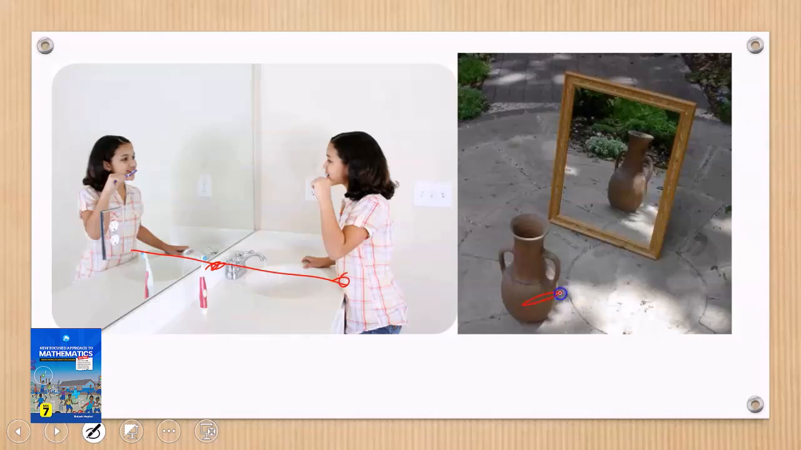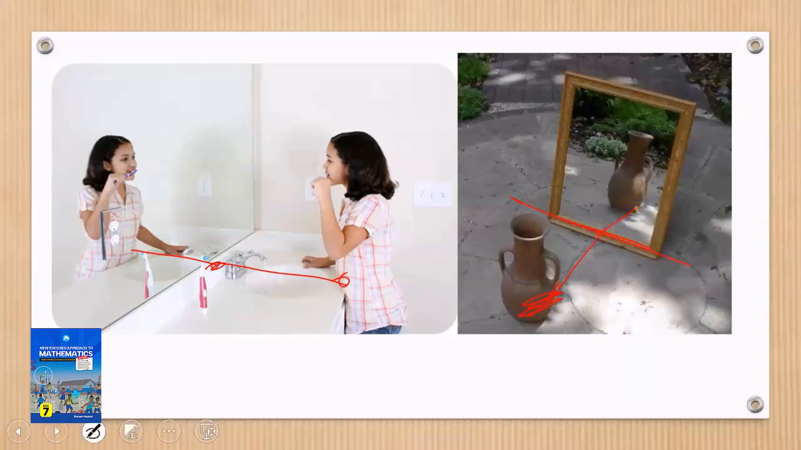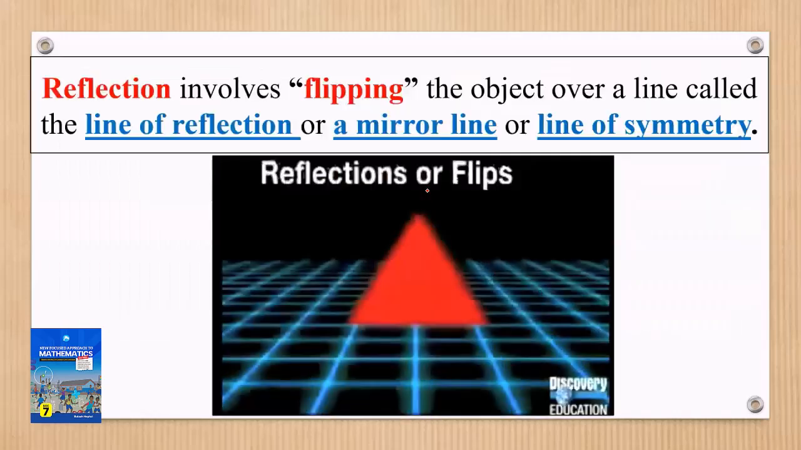When you look at the object here and its image, this is the mirror, and we call it the mirror line. So the distance from the mirror to the object is the same as from the mirror to the image. So we say the image distance is equal to the object distance. We are going to use this to help us plot points and reflect them.